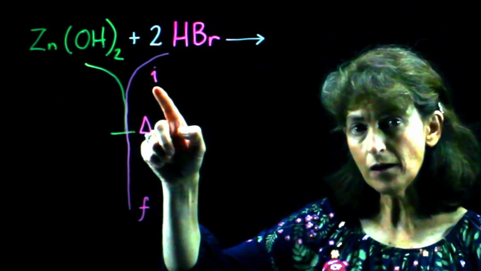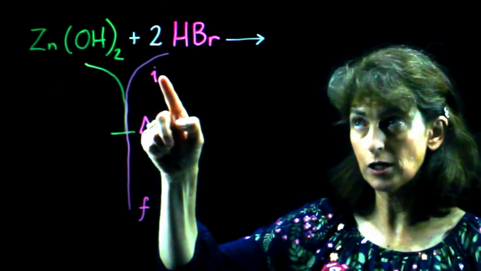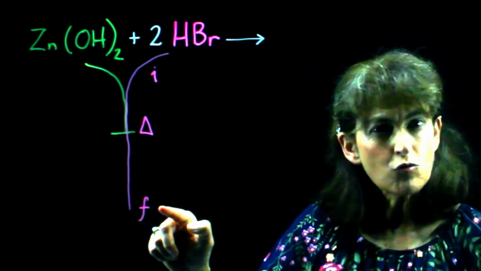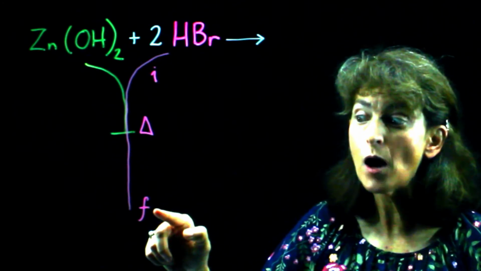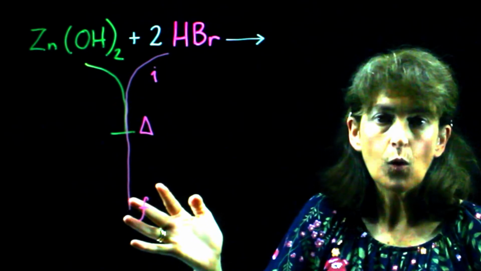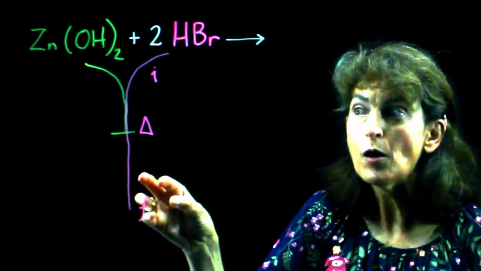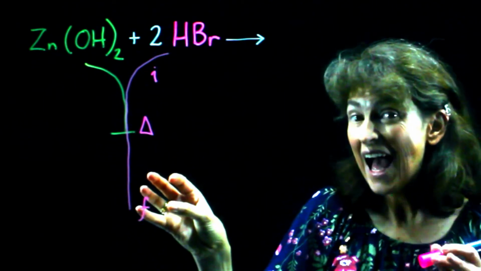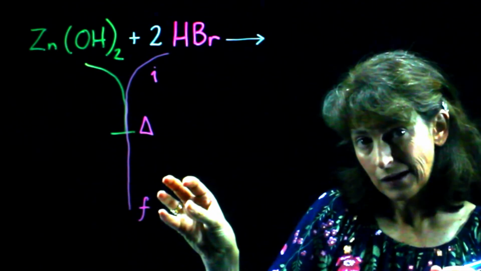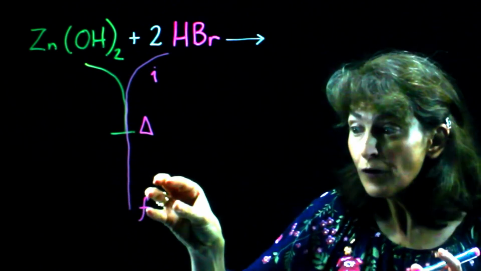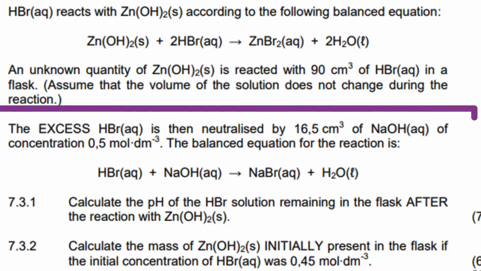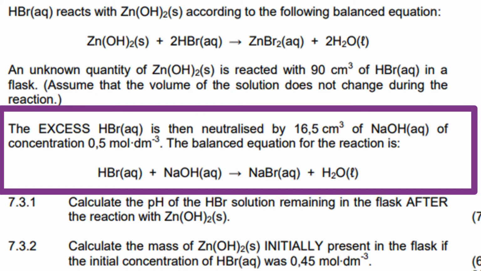Now, we are given information about the initial amount. Right at the end, we're given that. But we're not directly given information about what I could call the final amount, or the amount of HBr in excess. That's the reason why we do the titration, to find out how much HBr is in excess. We have to deduce that first from the information about the titration.